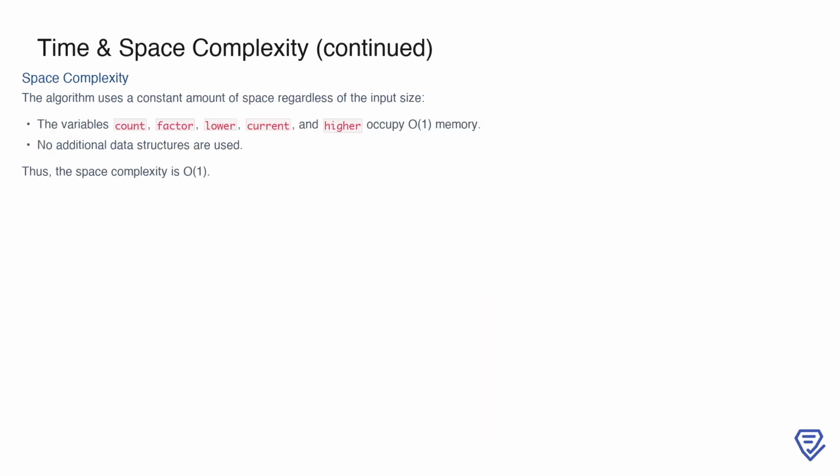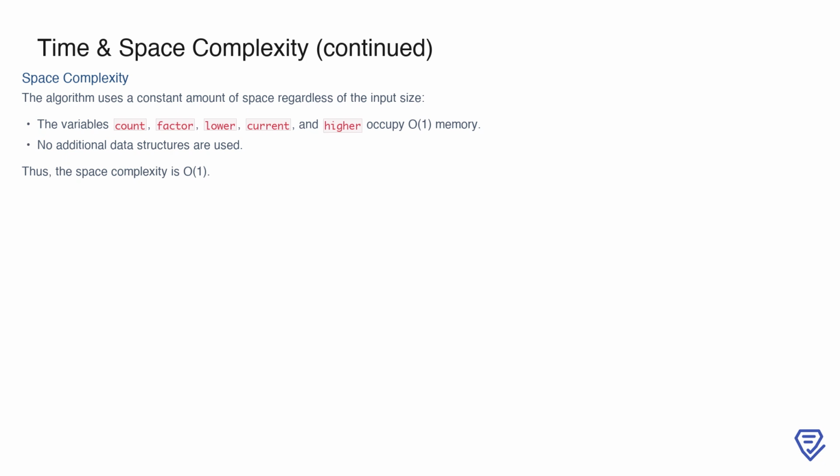For the space complexity, the algorithm is highly efficient because it does not use any additional data structures. The only variables we maintain are count, factor, lower, current, and higher, all of which require a constant amount of memory. This means the algorithm's space usage does not grow with the size of the input number n. Therefore, the space complexity is O(1). This is particularly advantageous because no matter how large the input number becomes, the memory footprint remains constant, making the approach very scalable.